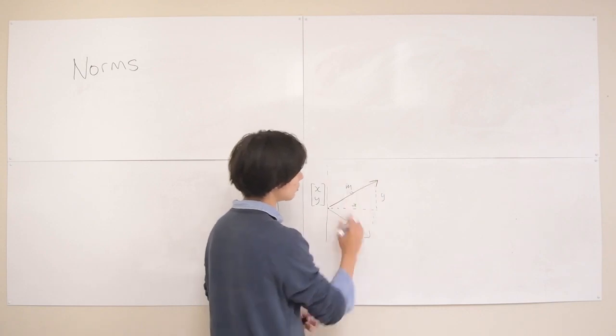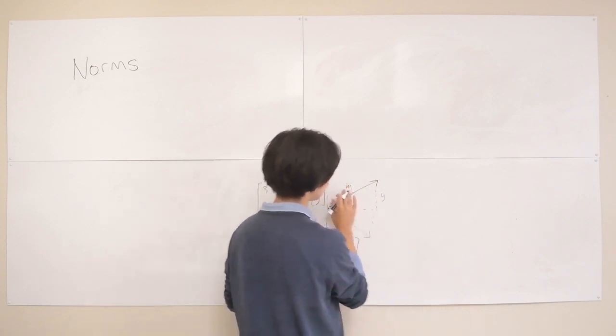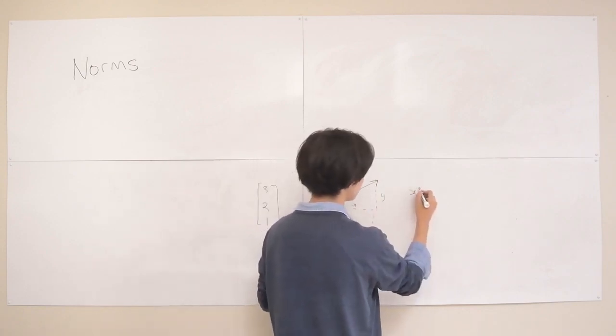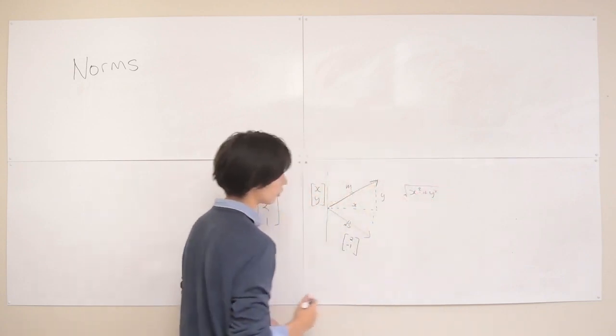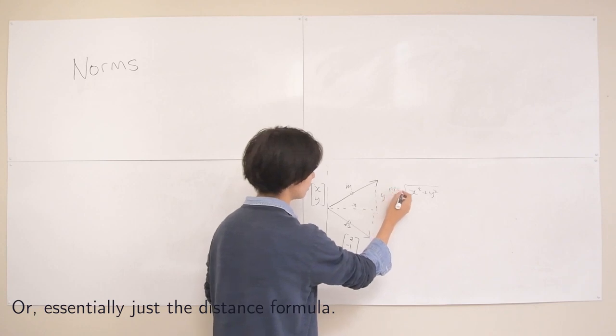And generally, in 2 dimensions, as we just demonstrated, we can find m by taking x squared plus y squared and then taking the square root, right? So essentially just the Pythagorean theorem. So m equals that, right? It's a right triangle.